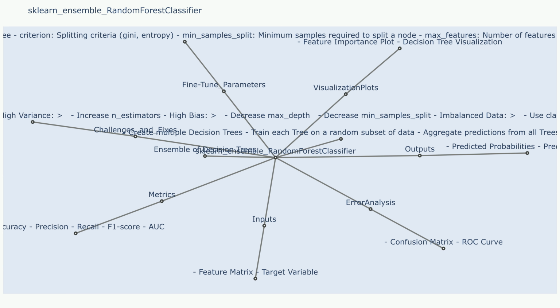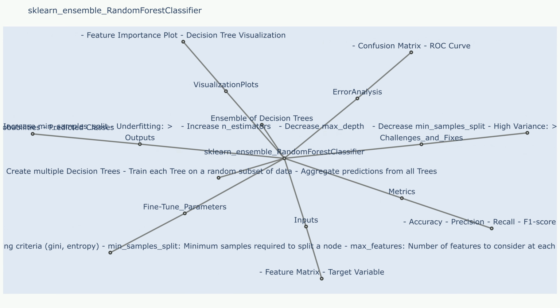This should be a 2D array, where each row represents a sample and each column represents a feature. Y, the target output values. This should be a 1D array, where each element represents the class label of the corresponding input sample. Outputs: the trained random forest classifier model. The predicted class labels for new input samples.